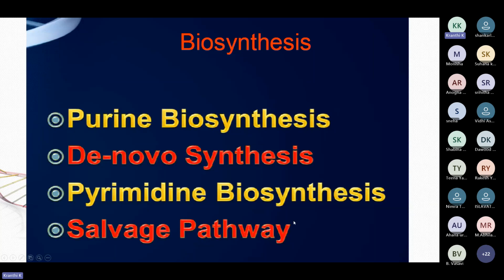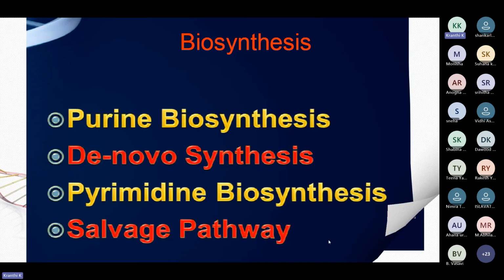Not only biosynthesis, even the degradation we are talking about. Okay, purine biosynthesis, then pyrimidine biosynthesis. In the purine biosynthesis, we are talking about the de novo synthesis, and also the salvage pathways. Both have de novo and salvage, but in purine biosynthesis, de novo is the best one, and we are also talking about the salvage. But in pyrimidine biosynthesis, basically the salvage pathway is important.